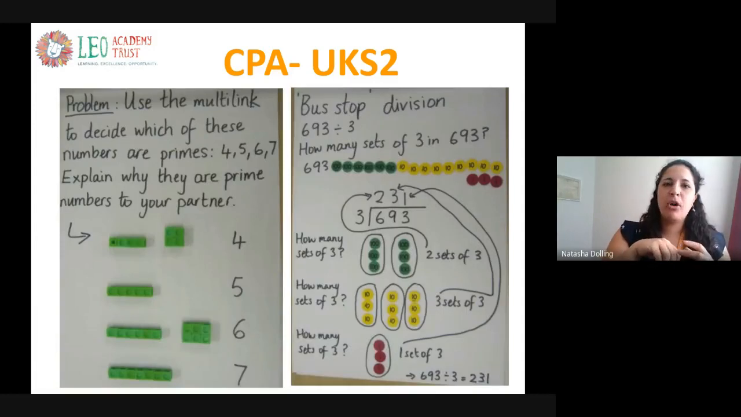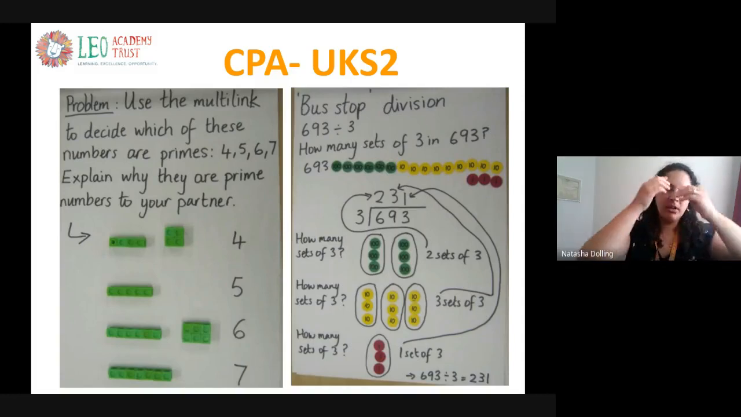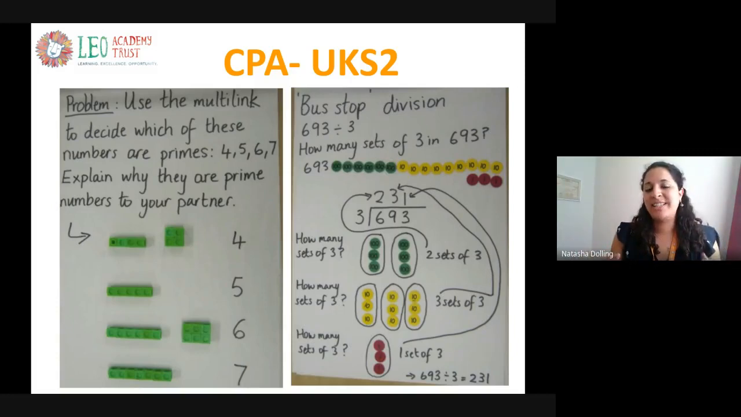Here's another example of concrete pictorial abstract. So the cubes, sometimes you don't see them in year 6, but they can be just as valuable. This is a year 5 lesson on the left, using the multi-link to explain why those are prime numbers, using place value counters to explain that horrible long division, which I know lots of teachers hate, but what a much clearer and more visual way of explaining these abstract concepts.